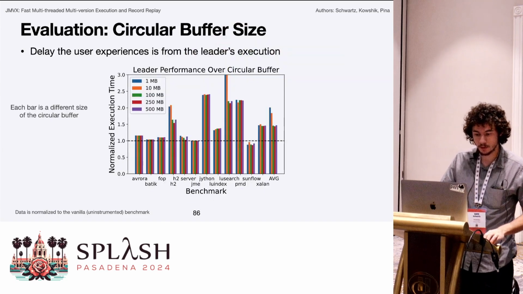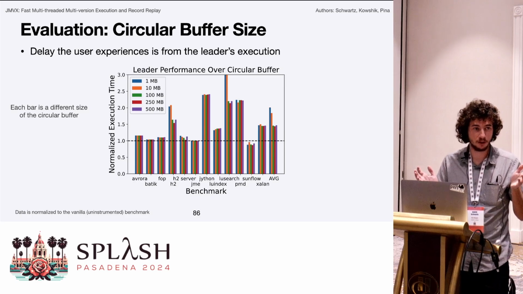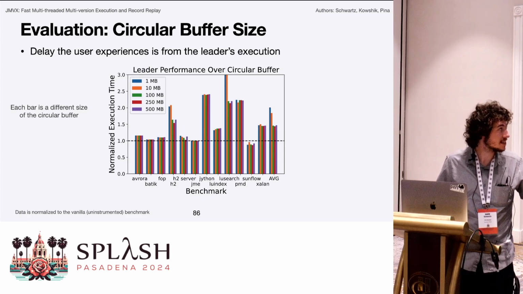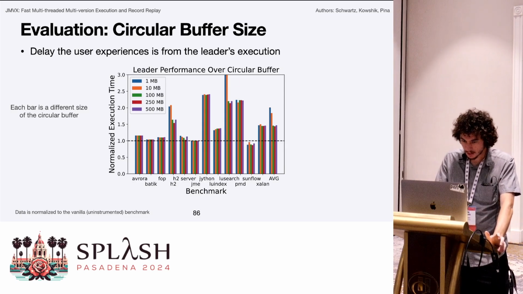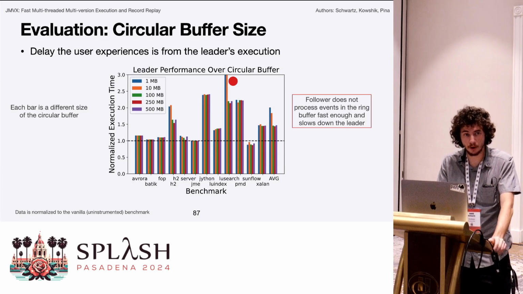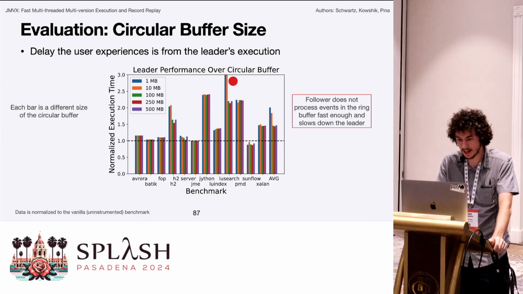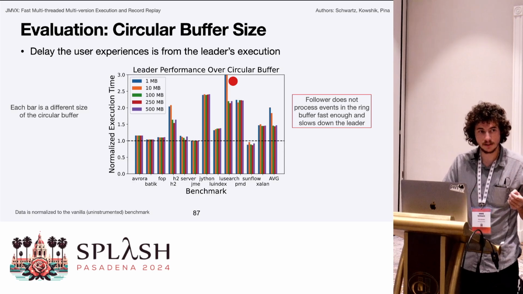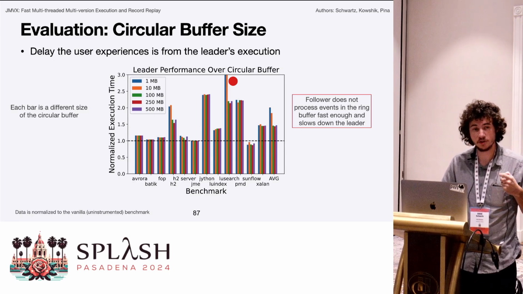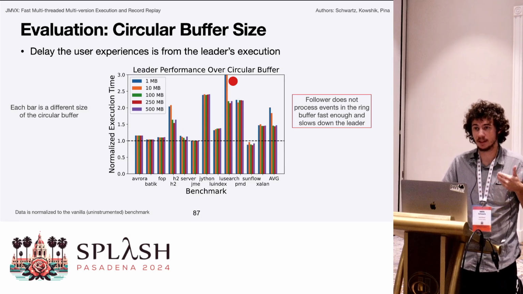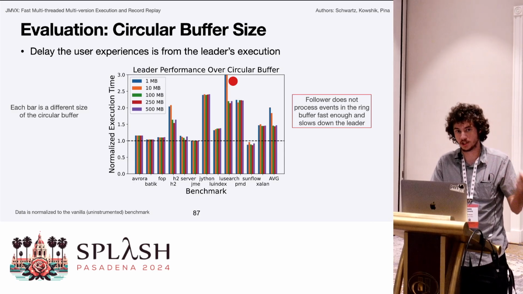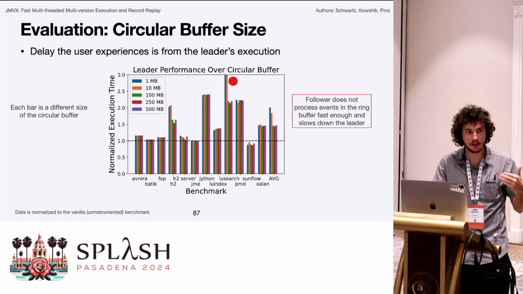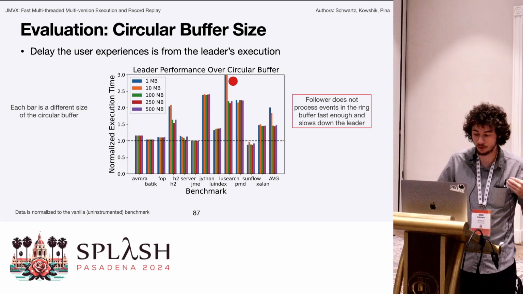Another test we did was we varied the size of the ring buffer for all of our benchmarks, going from 1 megabyte, 10, 100, 250, and 500 megabytes. Lusearch again points out another interesting part of our development here is that if you have an improperly sized circular buffer, particularly if it's too small and the follower isn't processing events fast enough, it can actually back up the leader. And this is very important because the leader's delay is what the user experiences. The follower can lag behind, but it shouldn't lag behind too far.